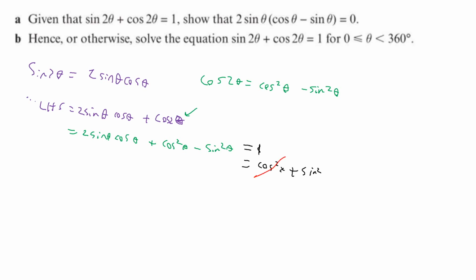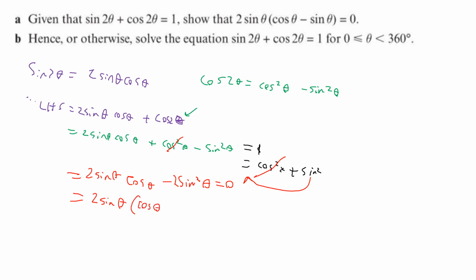These two are going to cancel out. And if we put this on the other side, we get 2 sine theta cos theta minus 2 sine squared theta is equal to 0. And then we factor out the 2 sine theta to get cos theta minus sine theta. Okay? So now, how are we going to solve the equation for this solution?